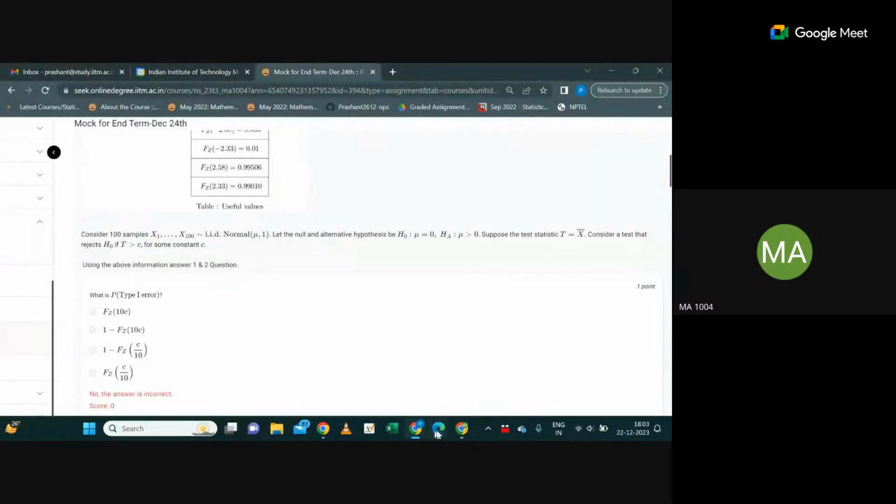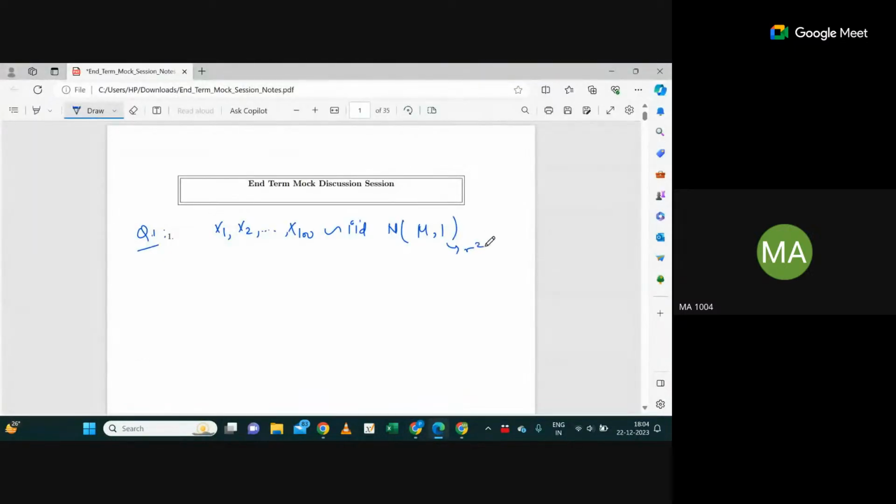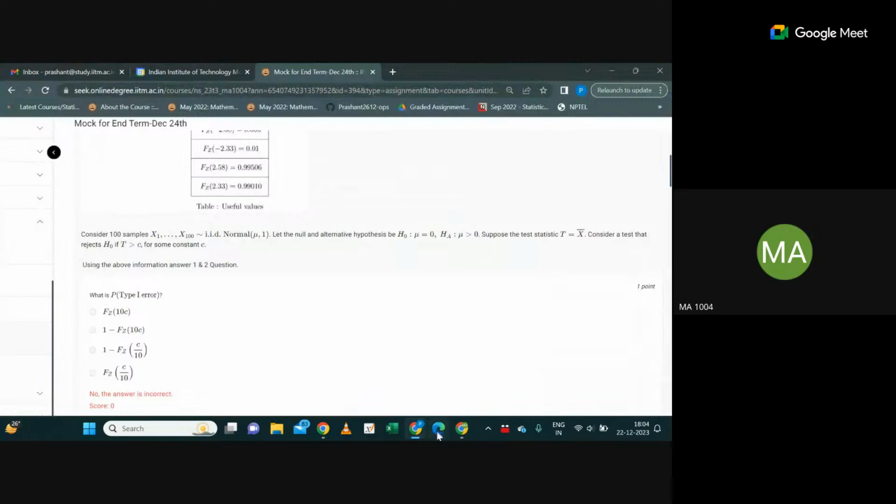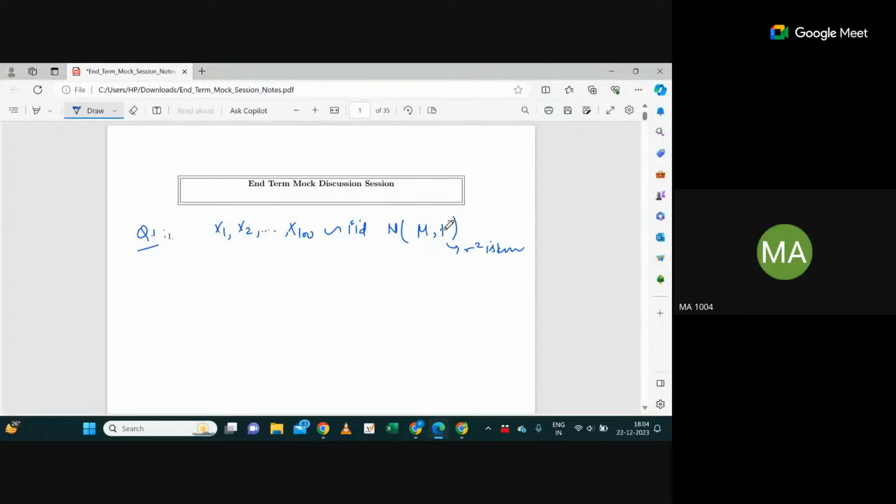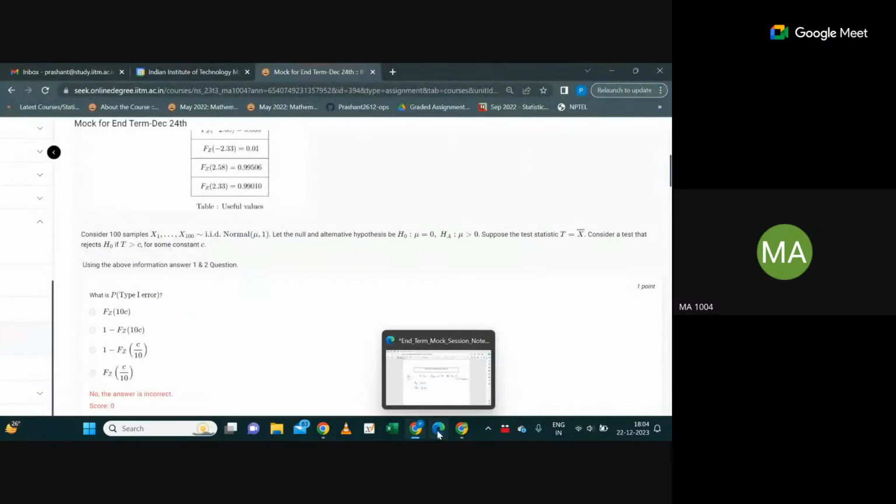If you see here, variance is given to us, right? That means we have to use the Z test, correct? If suppose this is unknown to us, then which test would you prefer? T-test. Great. We have the null hypothesis mu equal to 0 and the alternative mu greater than 0. We have been given the test statistic T equal to x bar. My test is to reject if T is greater than some constant c.